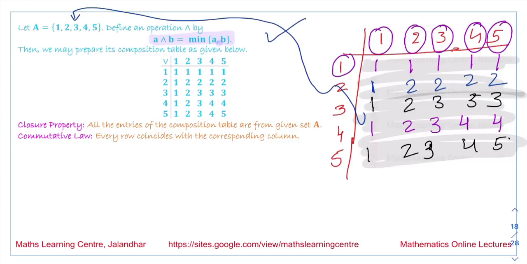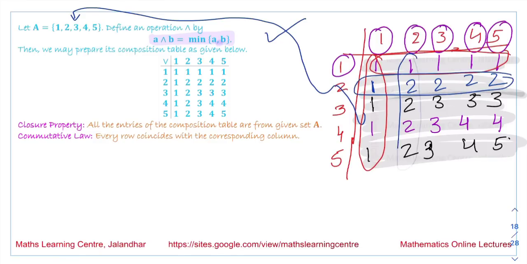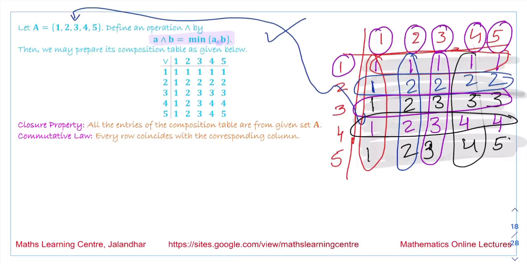Second, we are talking about the commutative law. So for commutative law, look at this first row over here. This coincides with the first column. This second row coincides with the second column. This third row coincides with the third column. This fourth row coincides with the fourth column. And this fifth row coincides with the fifth column. So we are saying that this operation is a commutative operation.